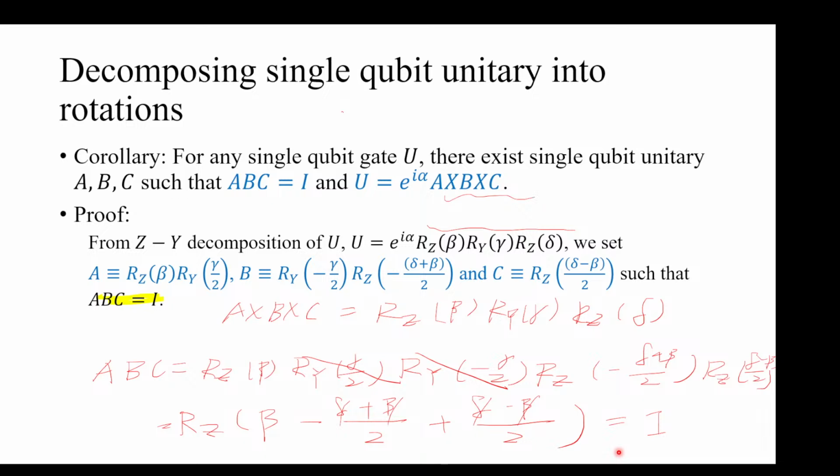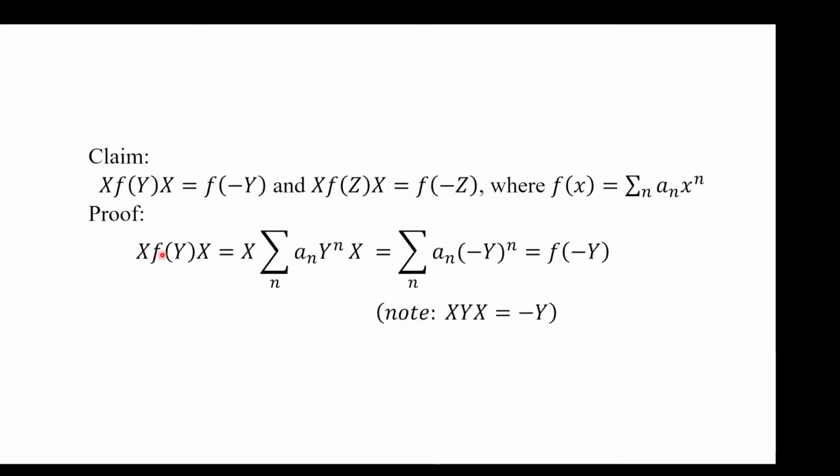Okay, and then the next one is we need to prove AXBXC equal to RZ beta, RY gamma, and RZ delta. This is actually pretty easy because you just need to know what XBX does. X is sandwiching some function of sigma Y and some function of sigma Z. There is a very easy relation: if you have an operator function of Y sandwiched by two X, it will just be the same function with minus Y. And similarly, if you have a function of Z sandwiched by X, then it will be the function of minus Z.